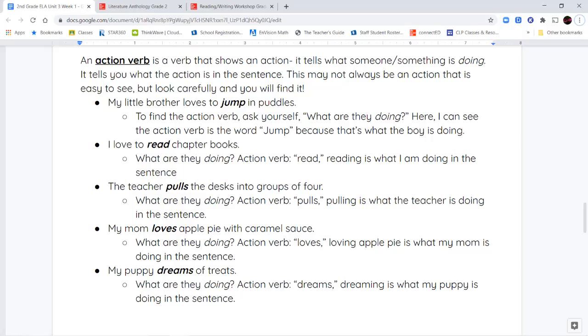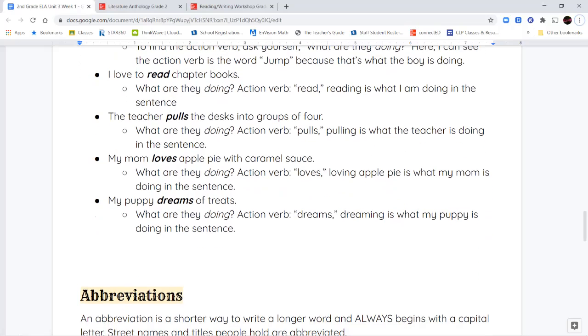My little brother loves to jump in puddles. I love to read chapter books. So again, ask yourself, what am I doing in this sentence? So I know that my action verb, the thing that's being done, is reading. So my action verb here is read. If I say the teacher pulls the desks into groups of 4. So what is the teacher doing? What kind of action is she doing in this sentence? She is pulling. So pulls is going to be my action verb.